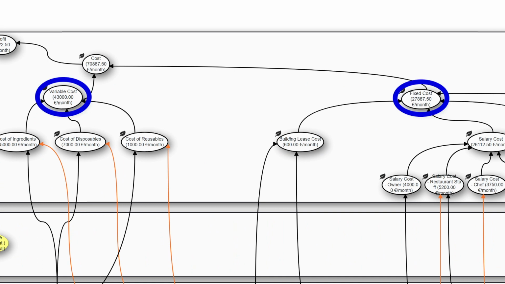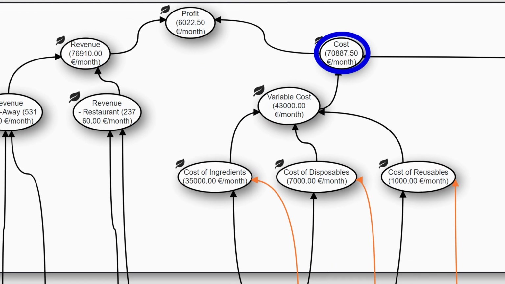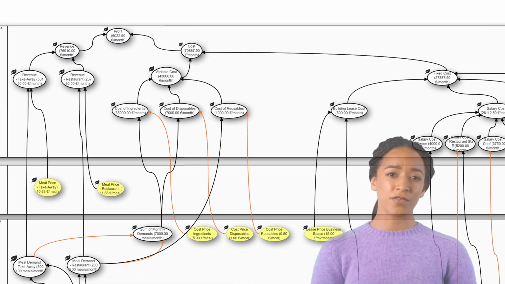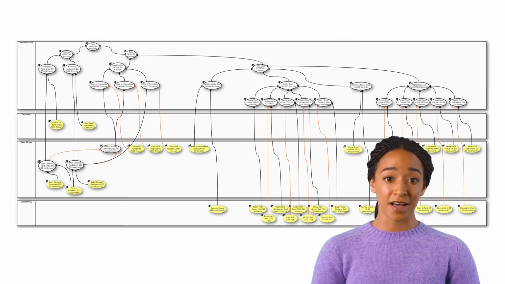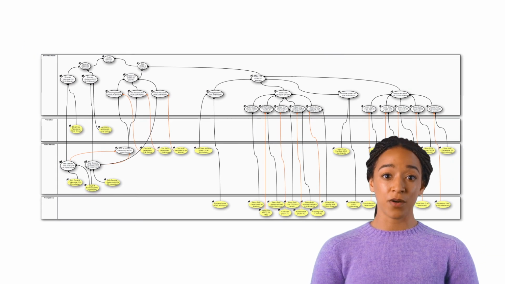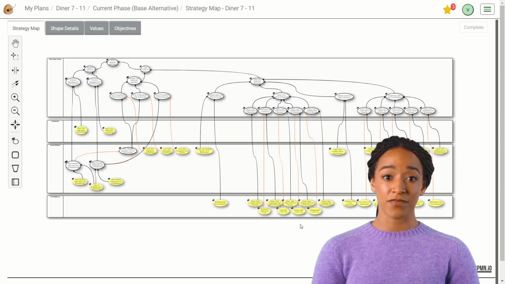The sum of the fixed and variable cost makes the cost total. And by deducting the cost from the revenue, we have calculated the profit. We have now created a visual representation of how value is created in the business, and also allocated the elements and their values to the value cube.